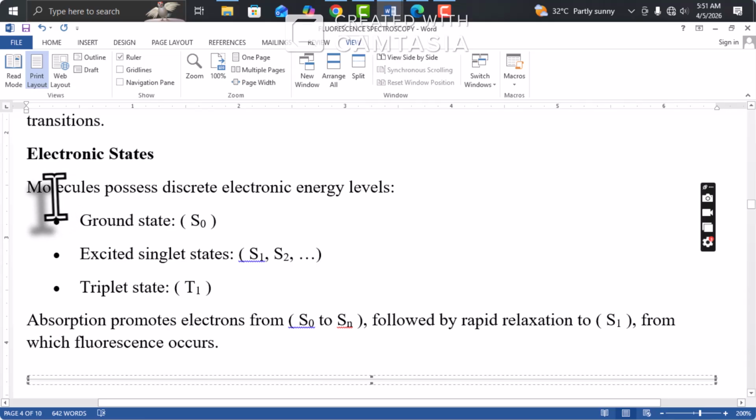Now, take note of this. Remember that when you have molecules, you can excite them from the ground state to a higher excited state, right? We are going to be looking at that, but take note of these three states: ground state, excited singlet state, and triplet state. I go over it again. You have the ground state, excited singlet state, and the triplet state.